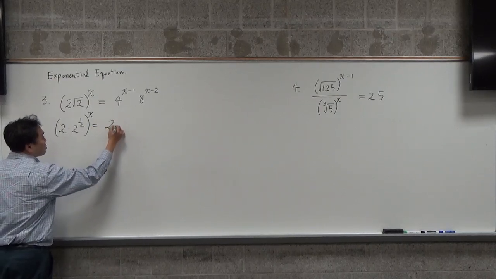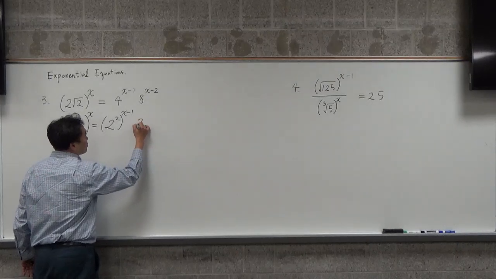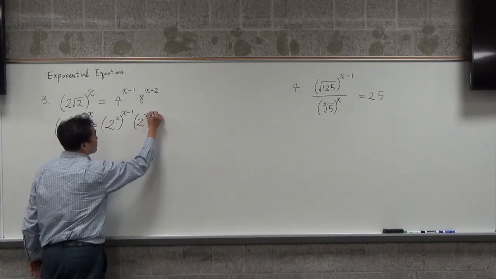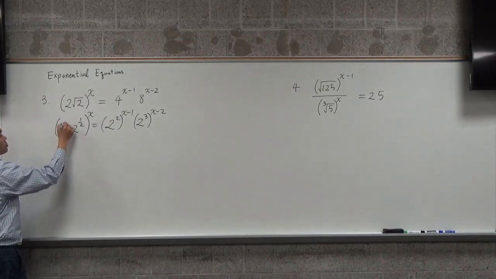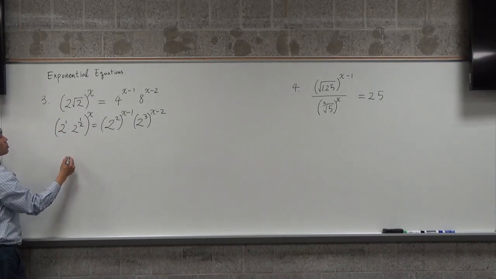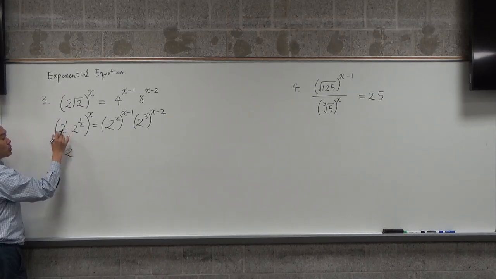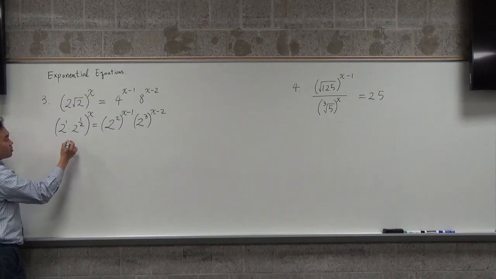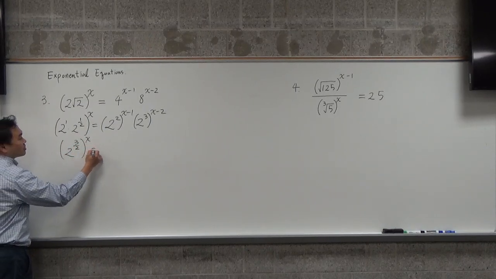4 should be thought as 2 squared. 8 should be thought as 2 to the 3rd. Okay, and then you have 2 to the first power. If you multiply these two, what do you do with the exponent? Add. So what's 1 plus 1/2? 3 over 2. So the x.